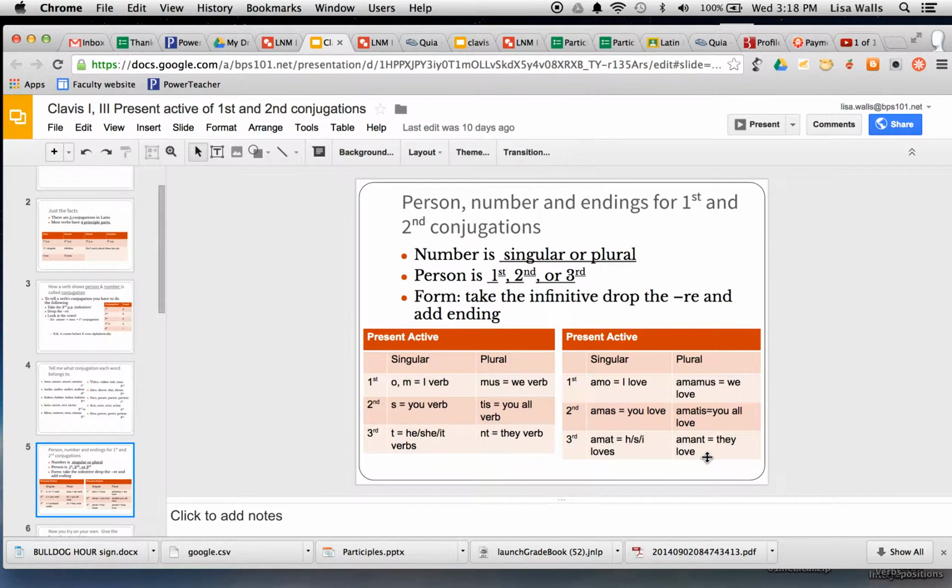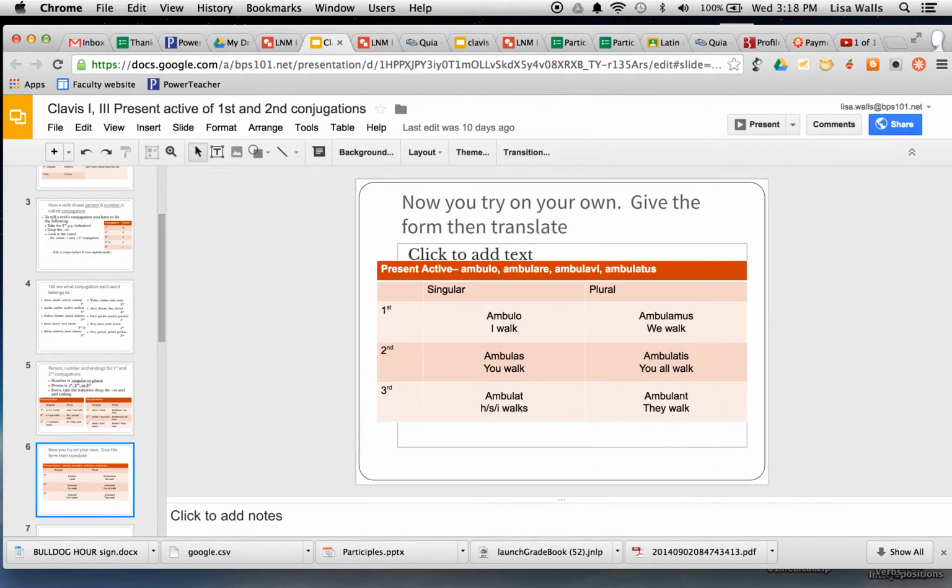Alright, now with that again, just another piece of this, remember, you are picking the person of the verb based on what you would replace the subject of the sentence with as far as a pronoun. So if you would replace the subject of the sentence with an I, it's first person singular. If you would replace it with a we, it's first person plural. Versus, he, she, or it is third person singular, and they would be third person plural. Okay, so that's that piece.